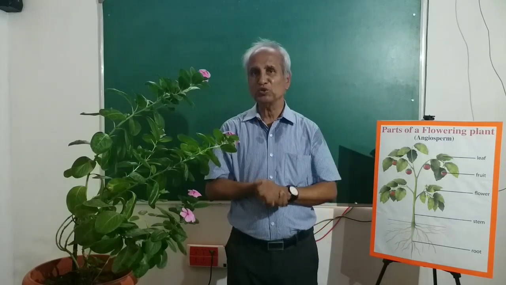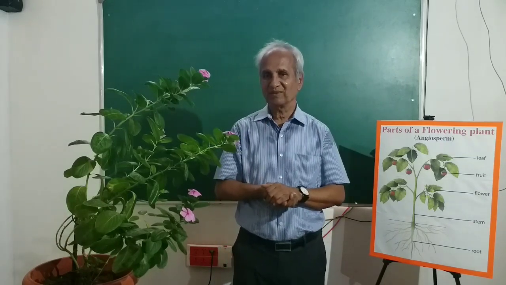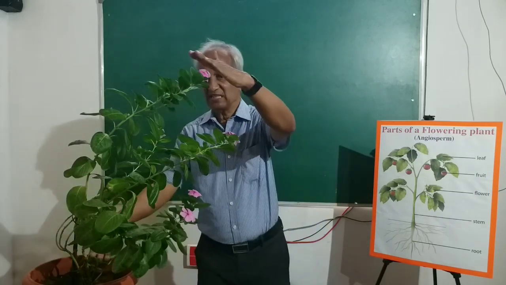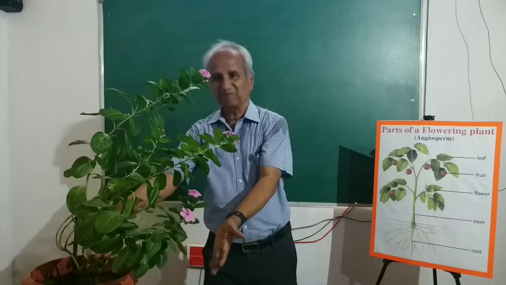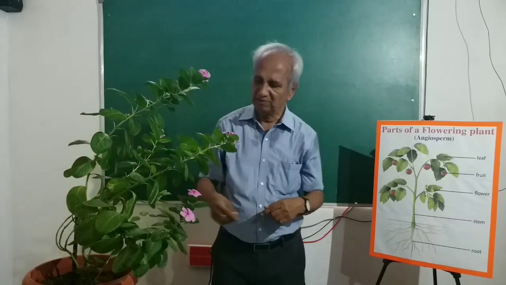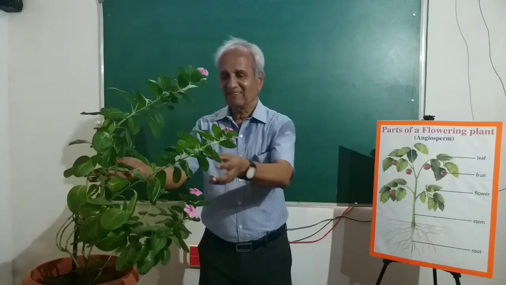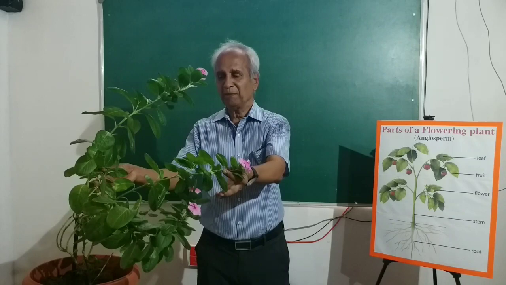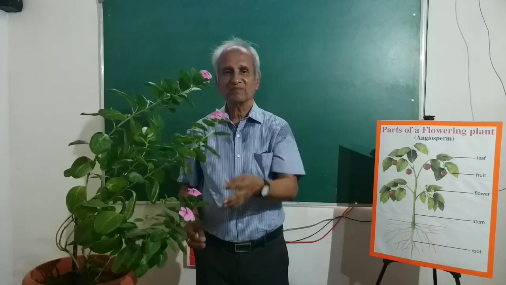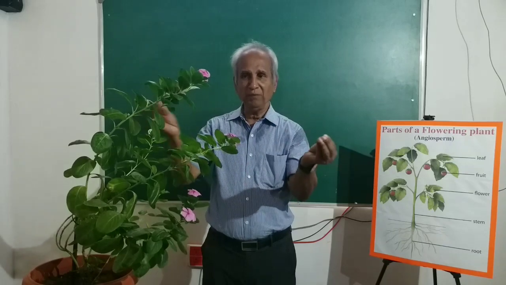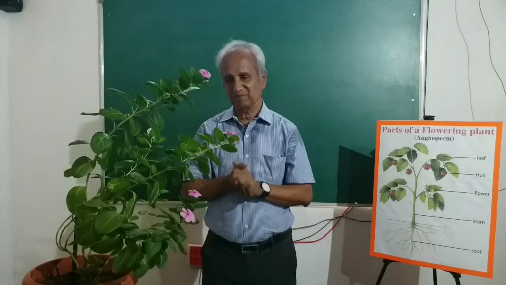Now we will come to the shoot system. We have many things to be learnt here. This part is the shoot system. It has the main stem growing and it has branches. These things you have learnt in lower classes. A number of branches are there. All the branches have evolved from the main stem.